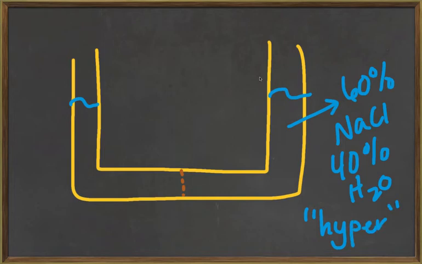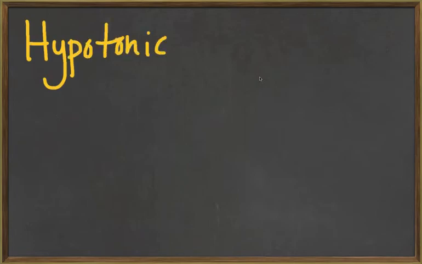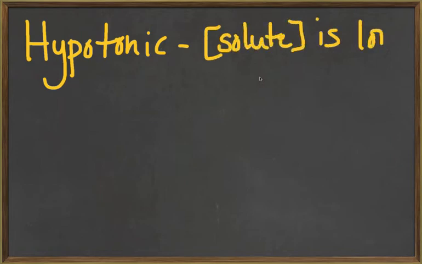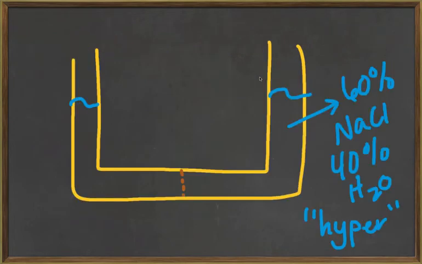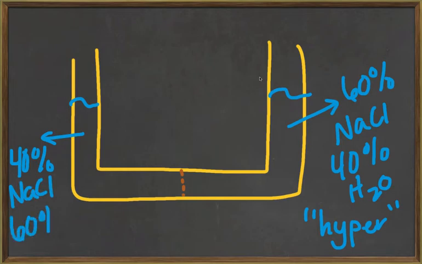On the flip side of this, the opposite of hyper is a hypotonic solution. This is when the solute concentration, my particles, is lower than the water concentration. So if I go back to my U-tube, say on this side, I have 40% NaCl and I have 60% H2O. This is going to be considered my hypo solution.